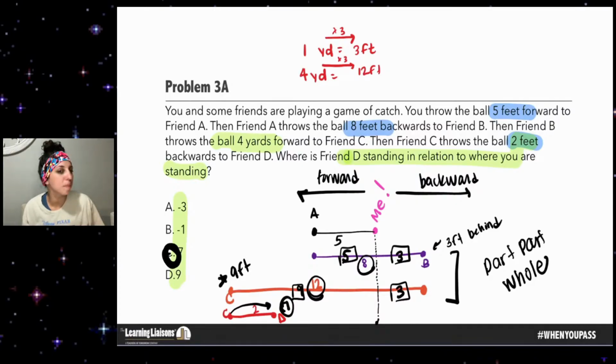All right, we're going to do another problem similar to this problem. So let's go ahead and look at it.